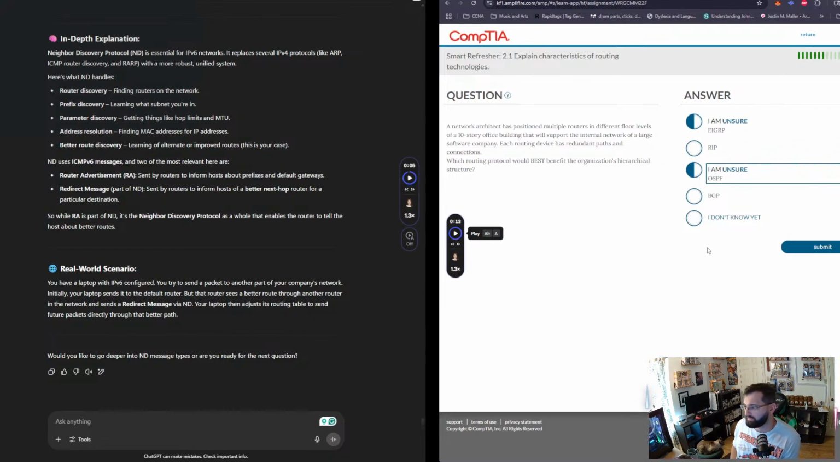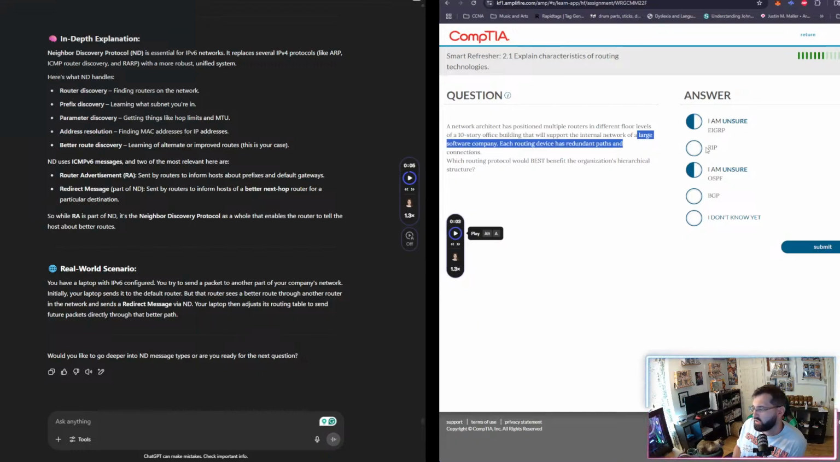Okay? Actually, I could make an argument for it because it's a building which supports an internal network of a large software company. Large gets rid of this. If it wasn't large and it said small, then I would say, yeah, sure, maybe it's RIP. Now it's just a matter of OSPF or EIGRP. The main difference between them is that one does load balancing, one doesn't. I'm going to go with this one. So then it was OSPF.